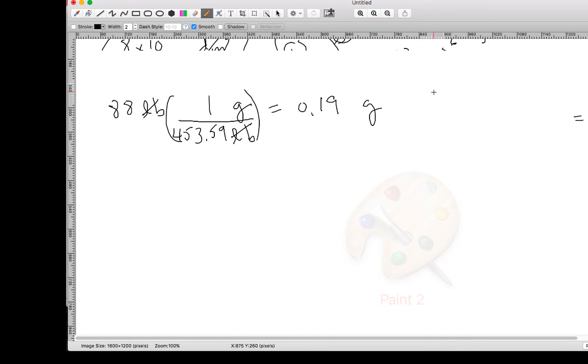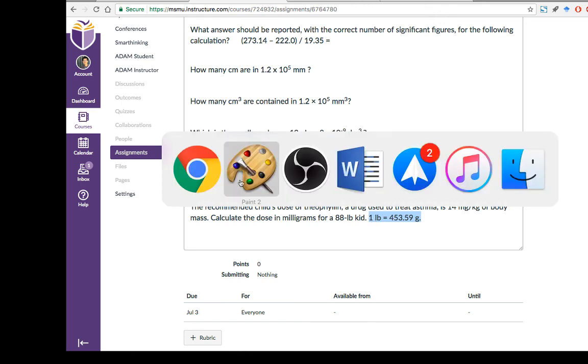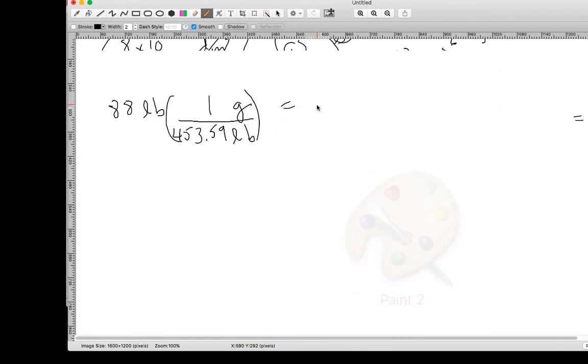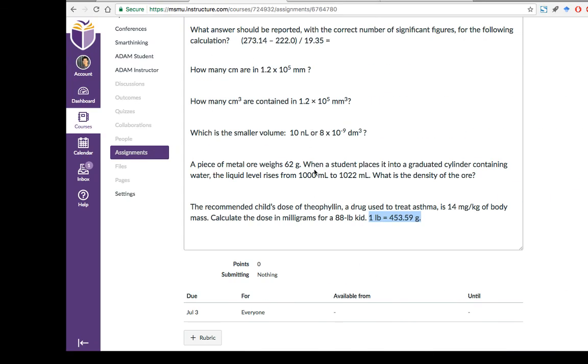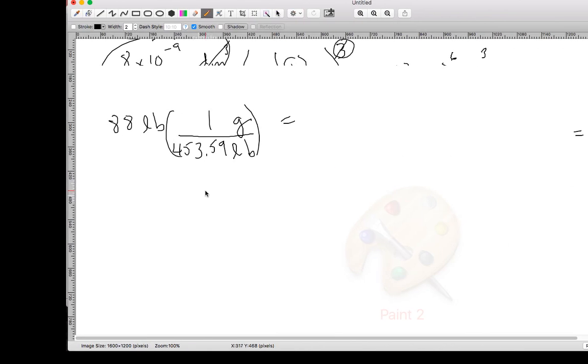Wait, that's not right. Yeah, I'm sorry. That's not right at all. I have that backwards, right? I have 453 pounds is 1 gram. No, 453 grams is 1 pound. So that's not right at all. Notice how I caught the mistake, folks. I know that if the kid weighs 88 pounds, it's impossible that the kid weighs 0.19 grams. That's totally impossible because a gram is small. I mean, a gram is much smaller than your fingertip, a gram of most things, like a gram of water. So this is impossible. I must have done something wrong.